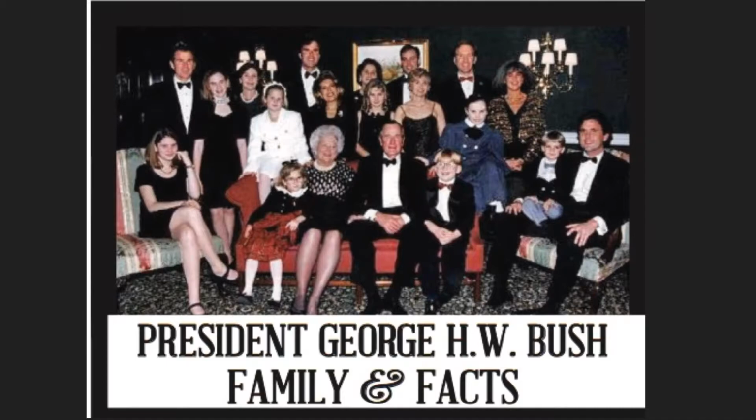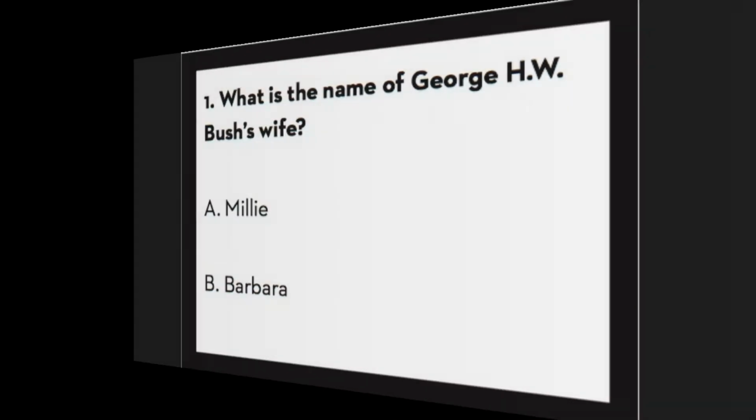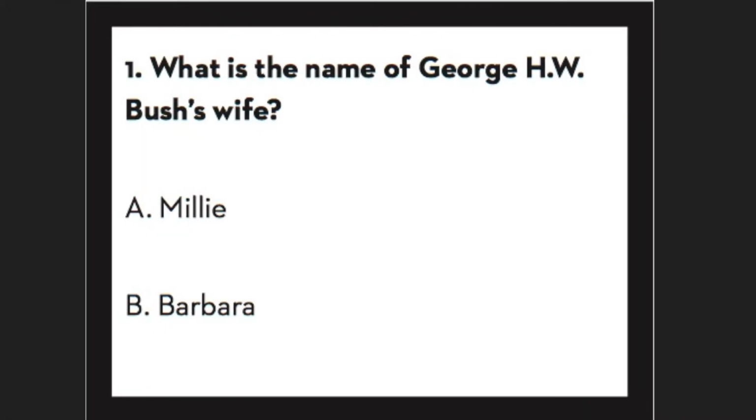Wow, what a big family. That's impressive. Okay. What is the name of George H.W. Bush's wife? A. Millie or B. Barbara? What is the name of George H.W. Bush's wife? A. Millie, B. Barbara.